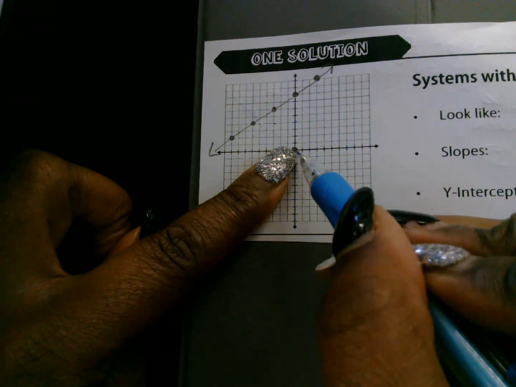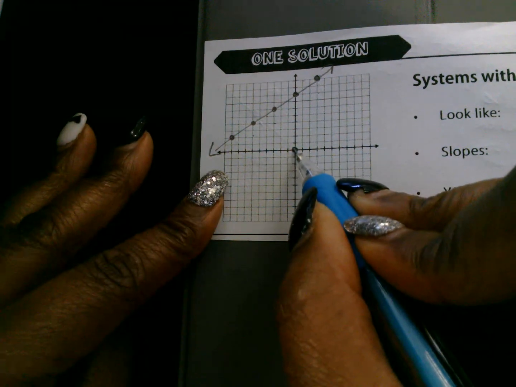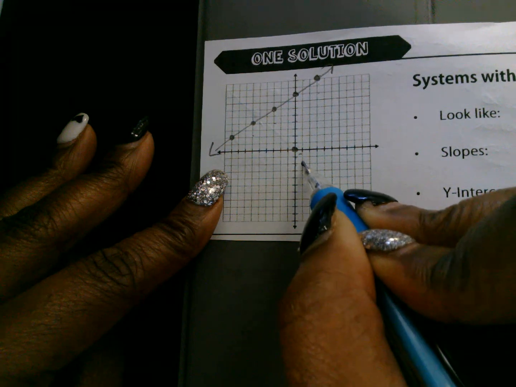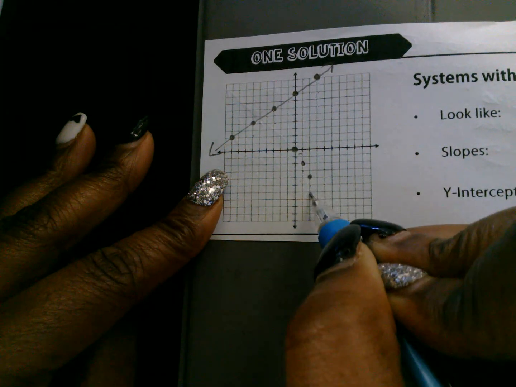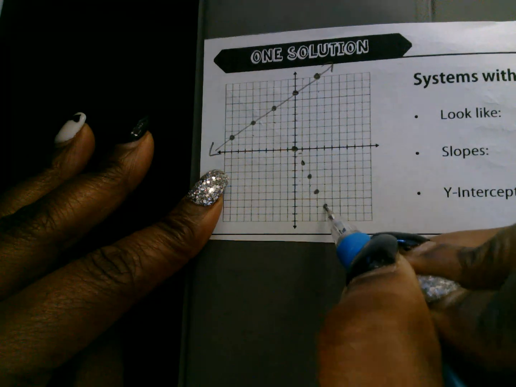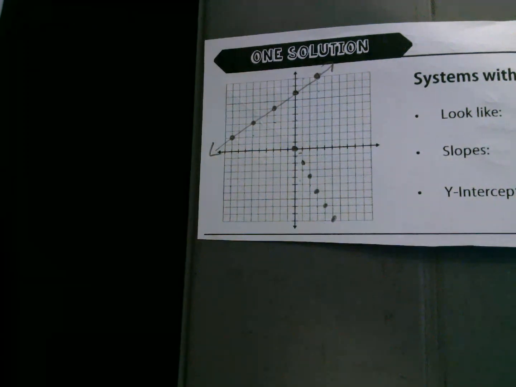So we're going to put our pencil here and we're going to go down 2 and to the right 1. Down 1, 2, right 1. Down 1, 2, right 1. Go until you run out of space.